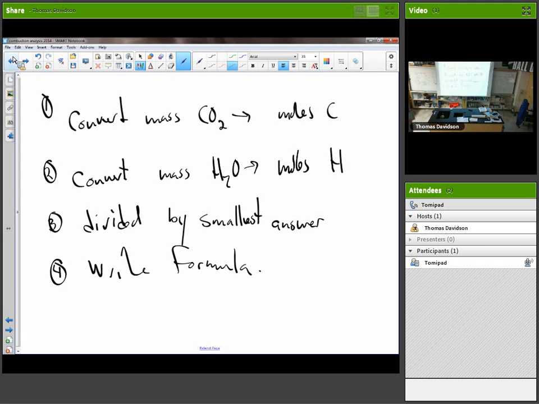So are we going to start doing aqueous and gas? Did you say aqueous and gas? Yeah, we will when we get back into balancing, which is tomorrow.